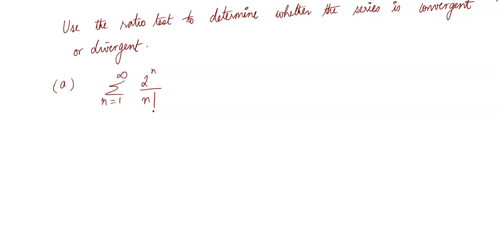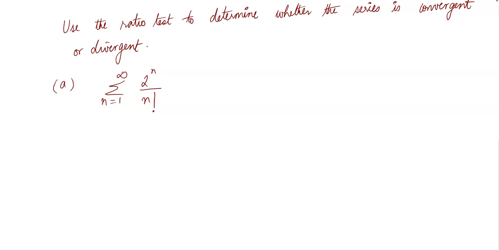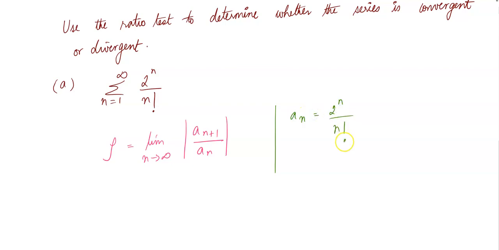Since we are asked to use the ratio test, let's go ahead and assume rho to be the limit of the absolute value of a_(n+1) over a_n. So we have to look at this given problem and determine what a_n will be. In our problem, a_n is 2^n over n factorial. That means a_(n+1) must be 2^(n+1) over (n+1) factorial.